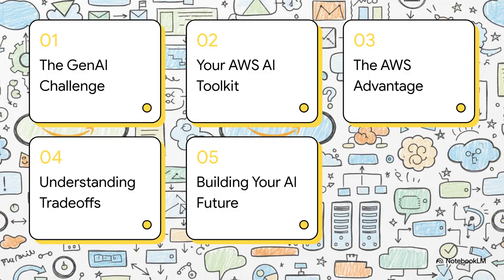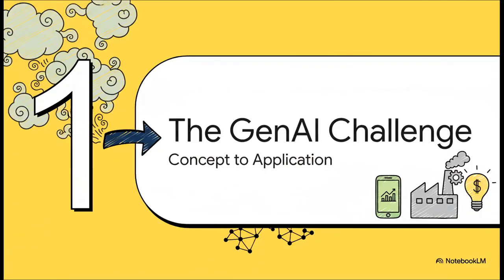So here's our blueprint for today. First, we'll quickly nail down the challenge. Then, we'll open up the AWS AI toolkit. After that, we'll talk about the real advantages, dig into the trade-offs you'll need to think about, and wrap up by getting you totally ready to build. Let's dive in.